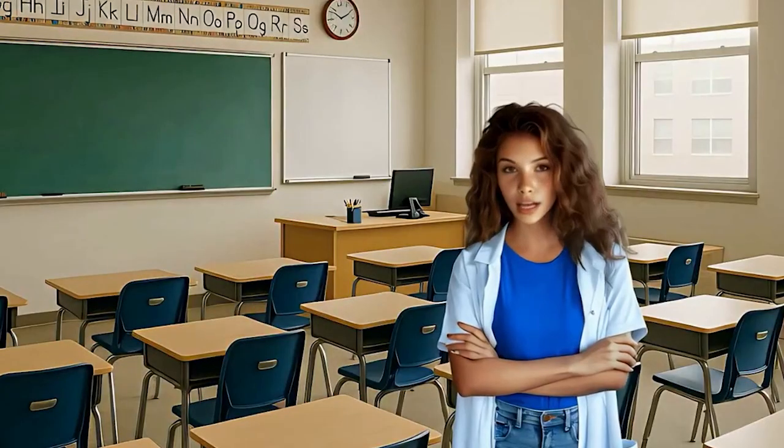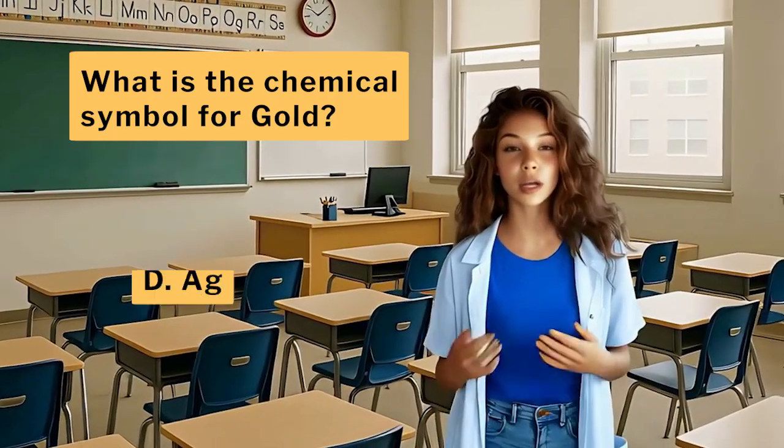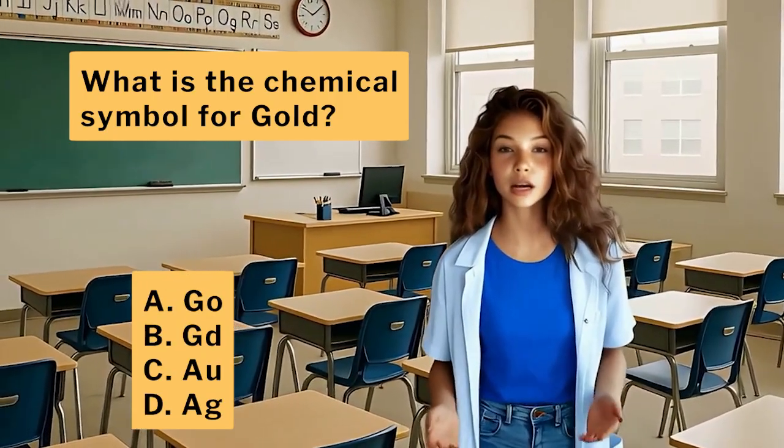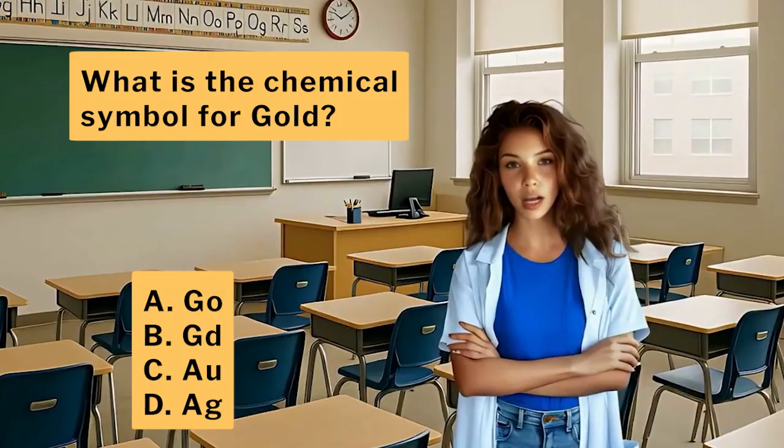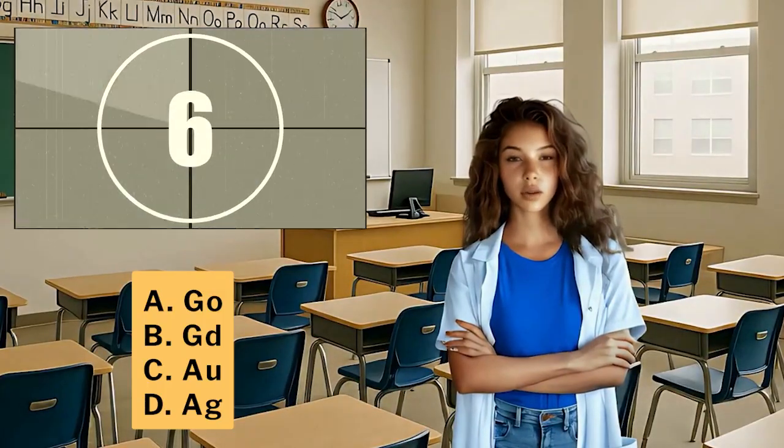Question 1. What is the chemical symbol for gold? Choices are A, GO, B, GD, C, AU, or D, AG. You have 6 seconds. Pause if you need more time.